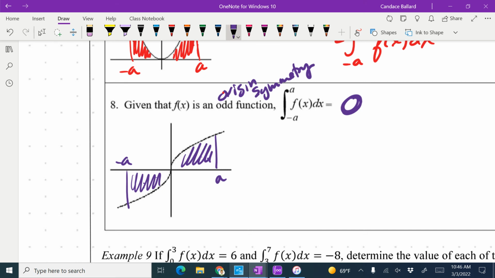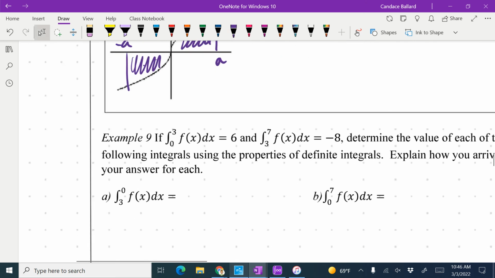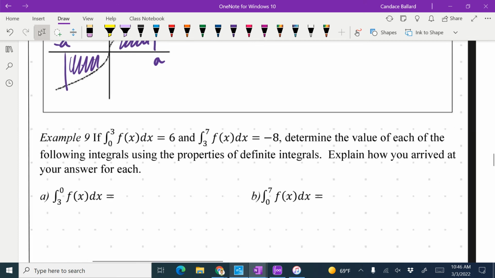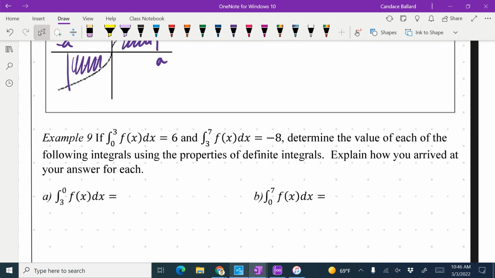So those are our properties. We're going to apply our properties. You can use them really in anything. They might give you a table, they might give you a graph. Sometimes they like to just give you a couple of integrals and some values, and then we have to apply the properties. This is a really common way that they assess this. So go ahead, and I just want you to take a minute, read that to yourself.